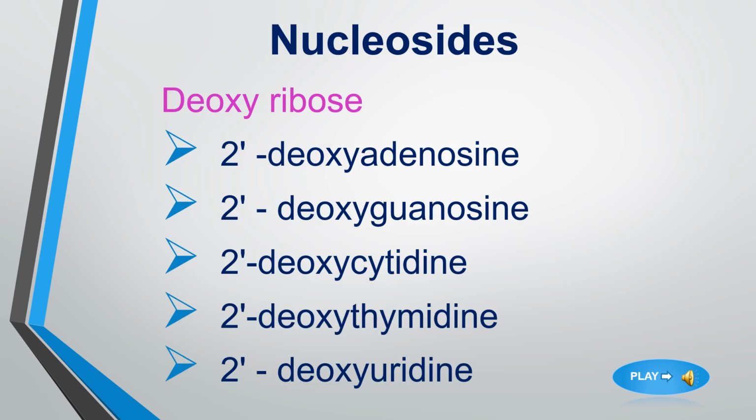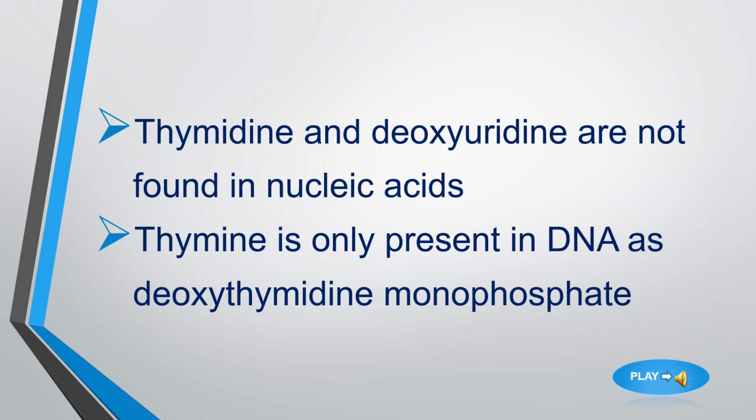Nucleoside with deoxyribose, that is 2-deoxyadenosine, 2-deoxyguanosine, 2-deoxycytidine, 2-deoxythymidine, 2-deoxyuridine. This slide shows the examples of nucleosides present in DNA. Thymidine and deoxyuridine are not found in nucleic acid. Thymine is only present in DNA as deoxythymidine monophosphate.